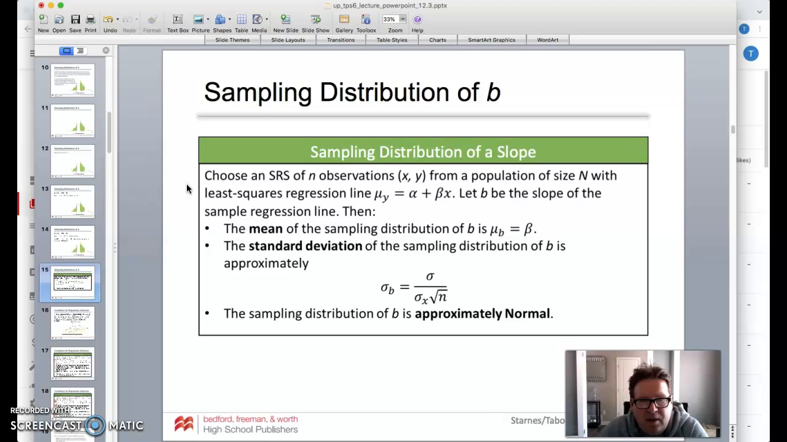Okay, so if we choose a simple random sample of n observations of x and y from a population of size N, we know that the mean of the sampling distribution of b is beta. The standard deviation of the sampling distribution of b can be found by taking the standard deviation divided by the sample standard deviation of x times the square root of the sample size. And so the sampling distribution should be approximately normal. And again, b is the slope, remember that.